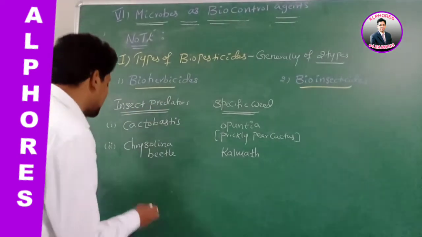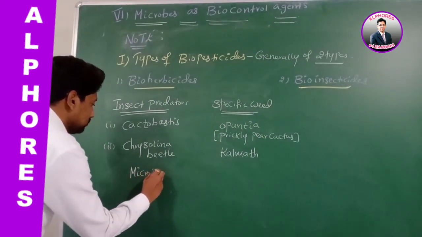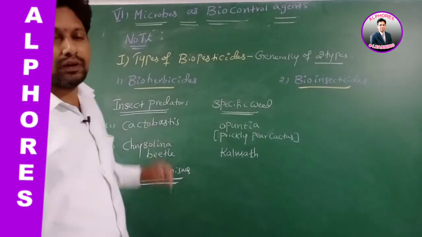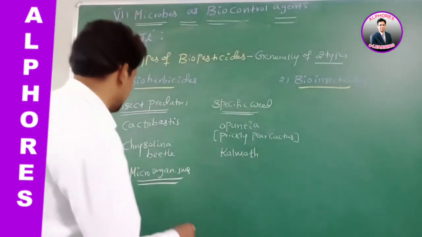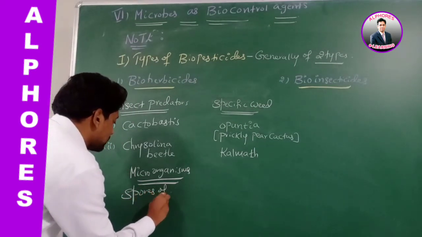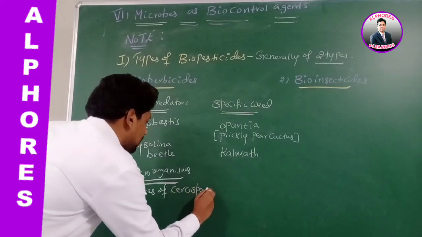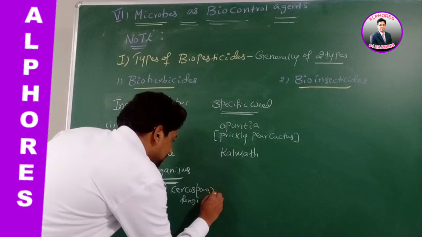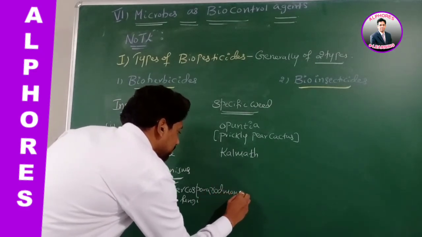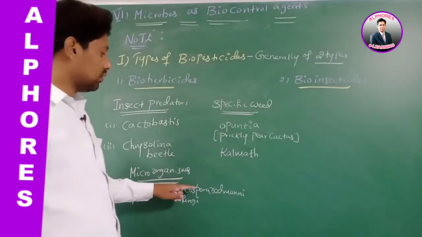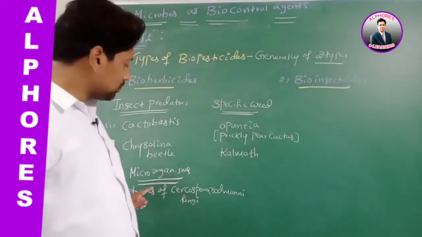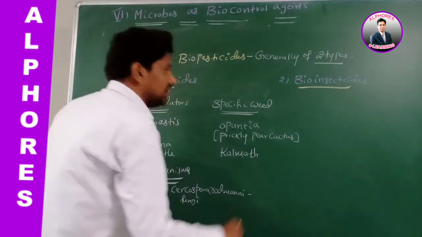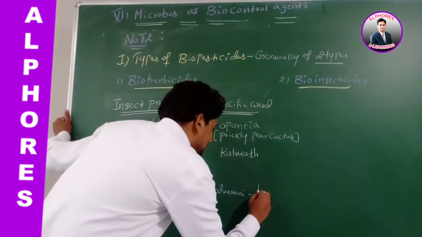Now, go for the second case: microorganisms. For example, take the spores of a Cercospora fungus. What is the species name we are discussing here? Cercospora rodmanii. This is a fungus. With the help of the spores of this fungus, a weed is eliminated. The weed eliminated is water hyacinth.